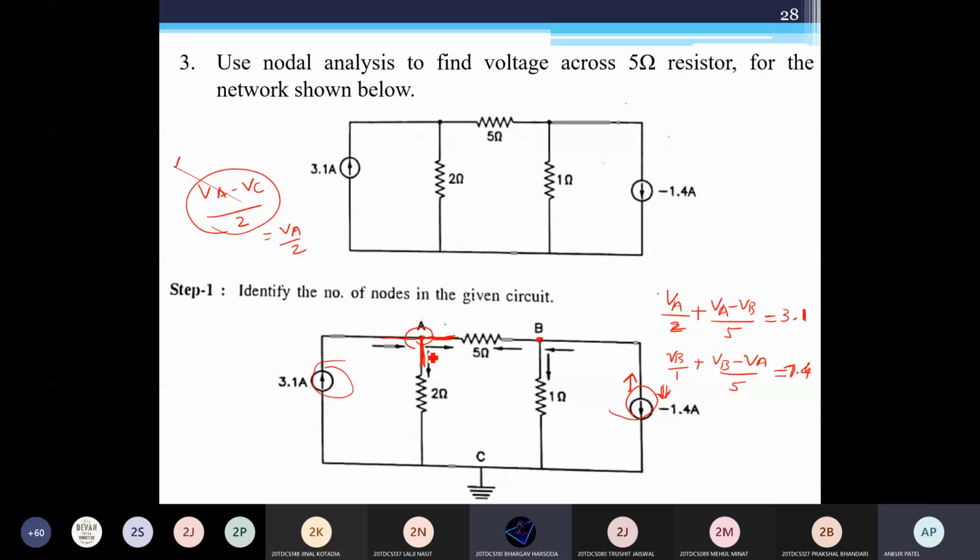By considering the reference node, you can assume the current directions. This is the higher and this is the lower, which is the ground potential. So the actual equation is VA minus VC by 2, but VC is at ground potential, so we can directly write VA by 2. Same for this, VB minus VC by 1, but VC equal to 0, so you can write VB by 1. That's why we consider the ground potential or reference node, just for assuming the current direction, with the node initially at higher potential.